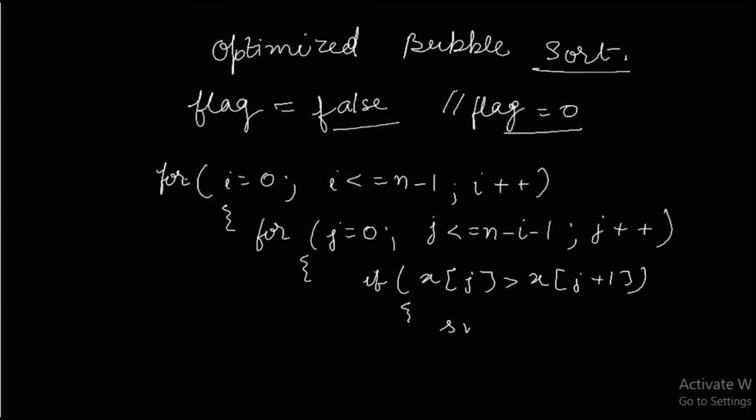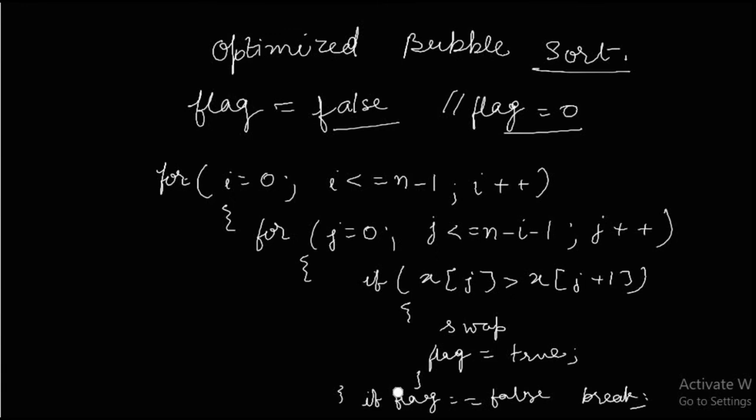While swapping, I am not writing the swap logic with the temp variable and all. We swap, and as soon as the swapping takes place, we make the flag true. After this j loop ends, we can check if flag is equal to false. If flag is false, then break.